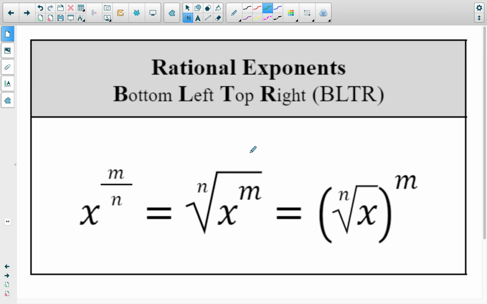The way that I remember this is BLTR, like a BLT sandwich: bacon, lettuce, tomato, ranch. The R is kind of added in, but it stands for bottom left, top right. So when we have a rational exponent, m over n, the n goes to the left, it becomes our index, and then the m becomes our right exponent. Which then is equivalent to if we were to take the root first and then raise it to a power.